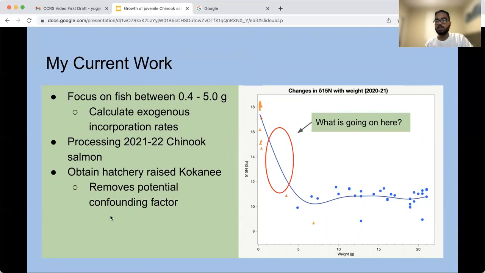And then perhaps we can see at what point the fish have incorporated the river prey base stable isotope signature and compare our results with the mixing polygons.